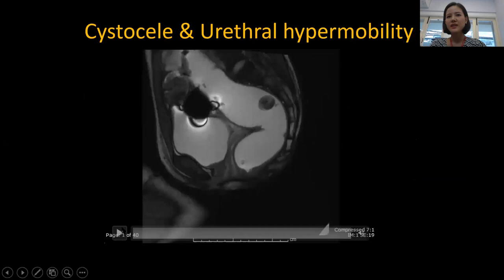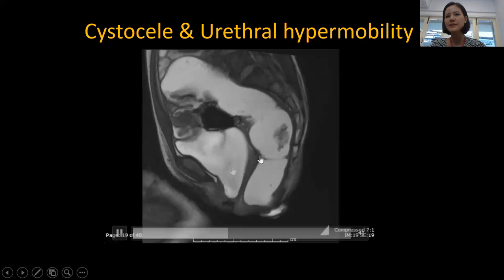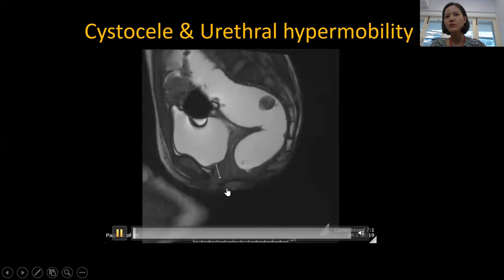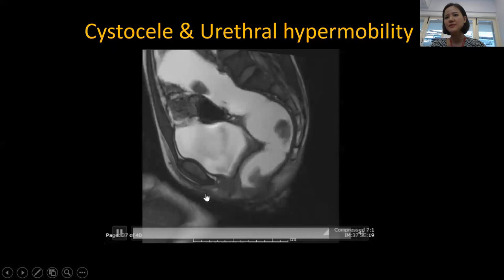This is a dynamic image. You can see nicely the cystocele that is moderate degree and the urethral axis going from vertical to anterior horizontal axis. And in this case, you can see anterior rectocele too.